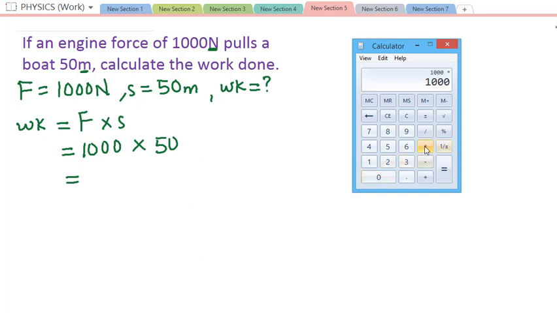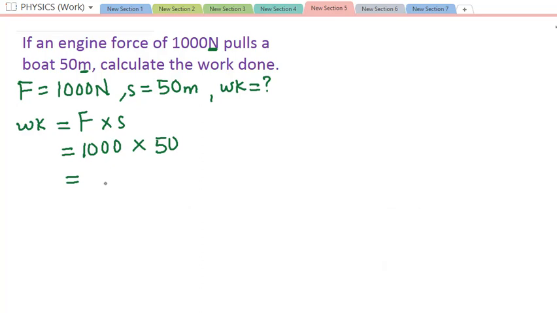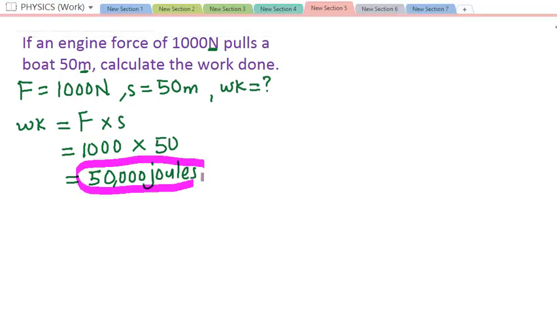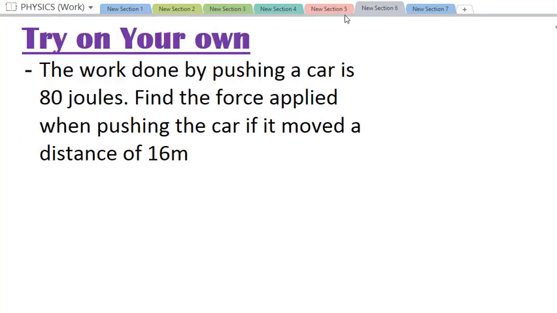1000 multiplied by 50 gives us 50,000 joules. So we have here 50,000 joules, and that's just that. So our final answer here amounts to 50,000 joules. Okay, so that's our final answer. Try on your own. You also have one question to solve. Make sure you solve this question. You can pause this video, copy the question down and solve it.